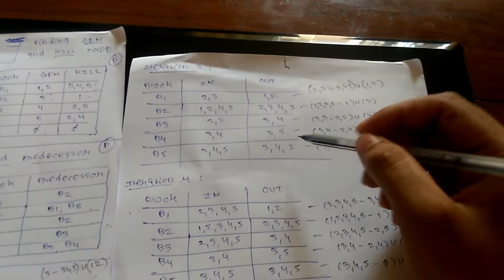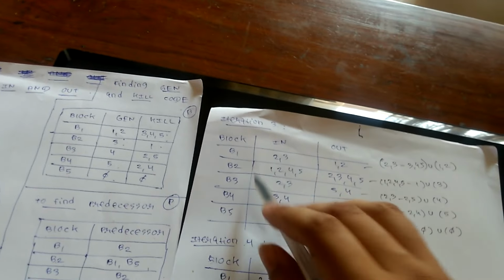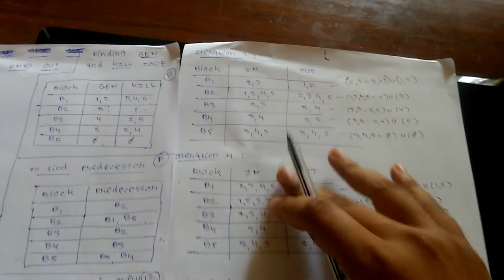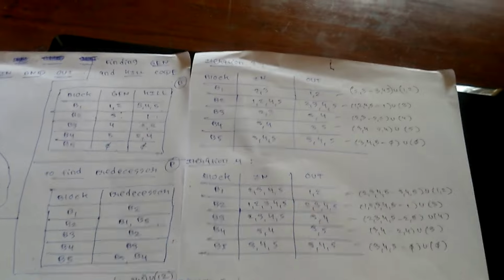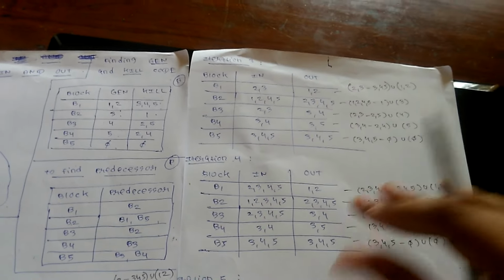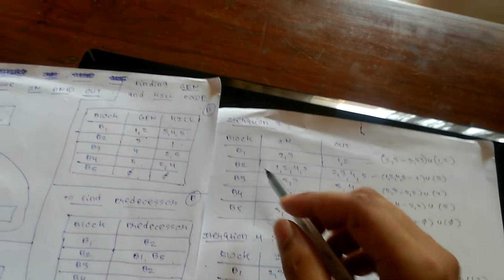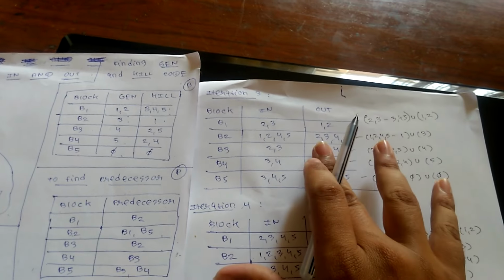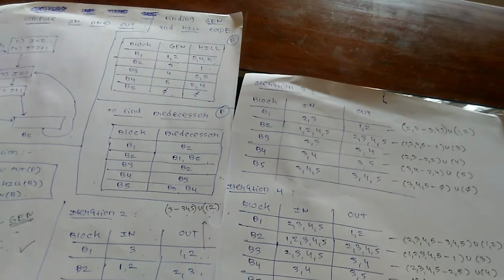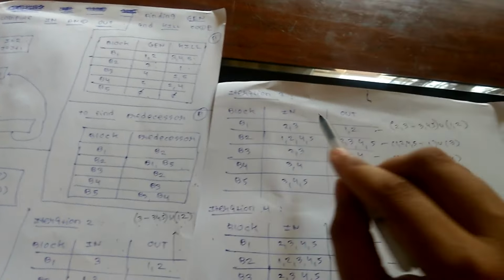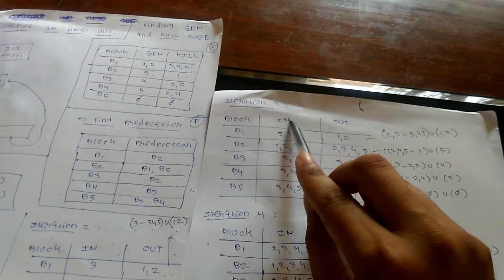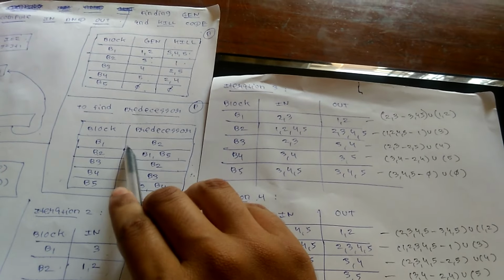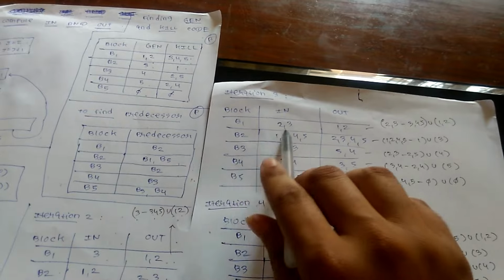Now, this is another iteration. This is block B1, iteration 3, iteration 4 and iteration 5. We have to continuously solve the iterations until we get similar values. Similarly, for iteration 3 we have to refer to iteration 2, meaning the value of in. So again for the in values we have to refer to the predecessor tables, and for the out values we have to use the formulas. Simple.